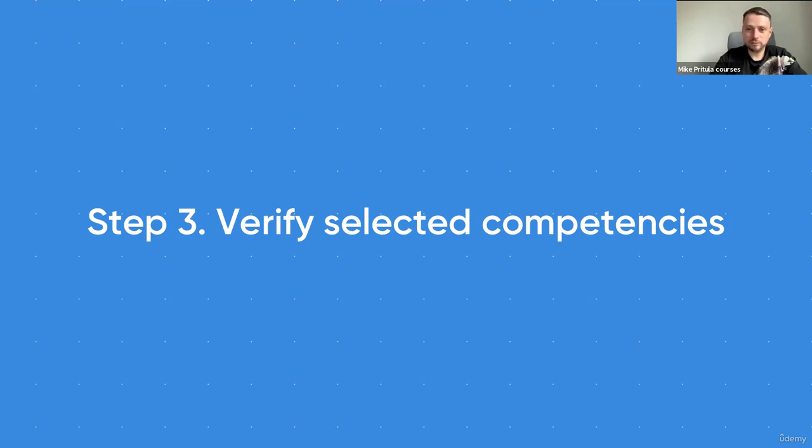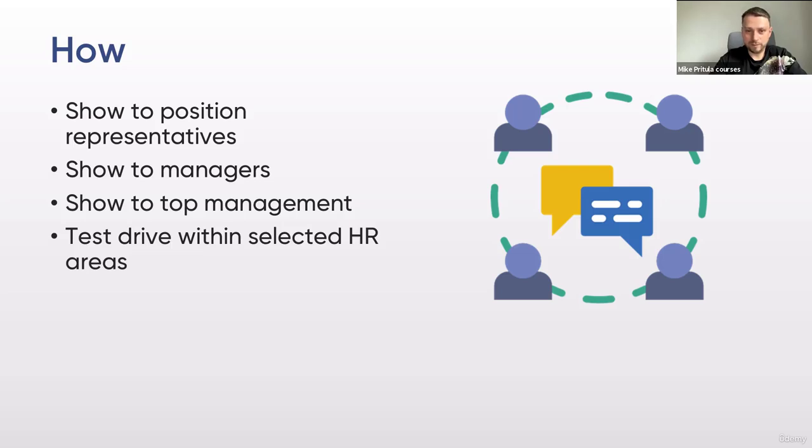The next thing to do in step 3 is to verify the competencies you've chosen. How? To start, simply show them to representatives of the positions. Tell those top performers you interviewed that based on the interviews with them and their colleagues, you've identified these competencies, and ask what they think about it. Similarly, show them to their managers, show them to top management, and test them in the selected areas. For example, if you were planning to use this in recruiting, then conduct a few interviews to see how well the candidates selected based on these competencies actually fit, and to what extent they pass the further stages, testing, interviews with the hiring manager, and so on.